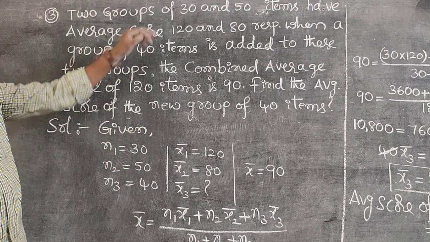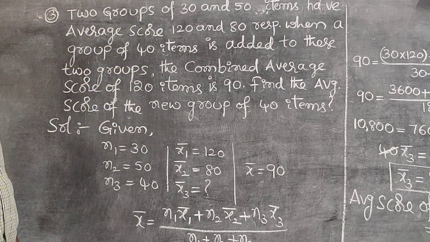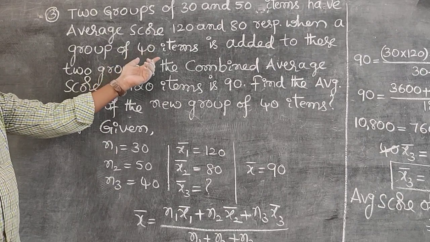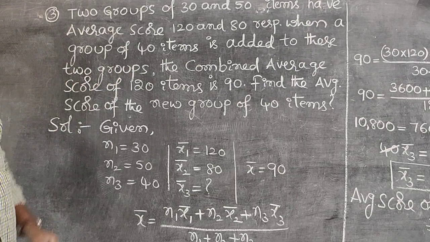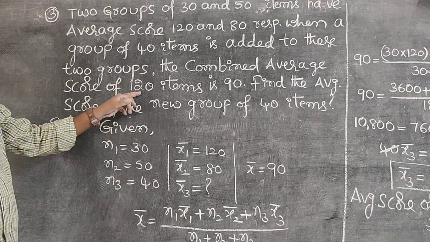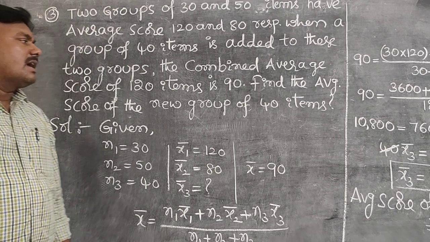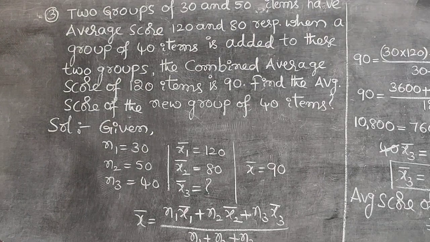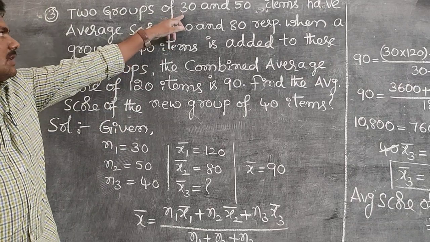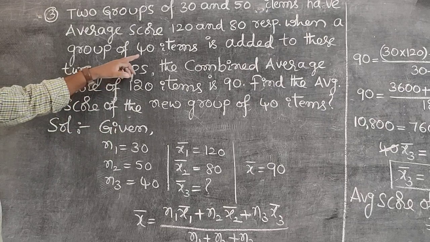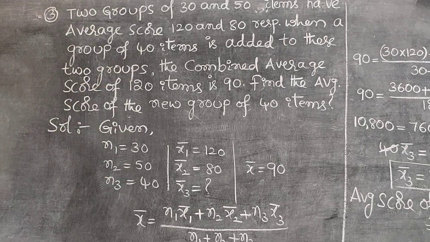Two groups of 30 and 50 items have average scores 120 and 80 respectively. When a group of 40 items is added to these two groups, the combined average score of 120 items is 90. Find the average score of the new group of 40 items. According to the problem, three values are there: n1 equal to 30, n2 equal to 50, and 40 items added, so let me consider n3 equal to 40.